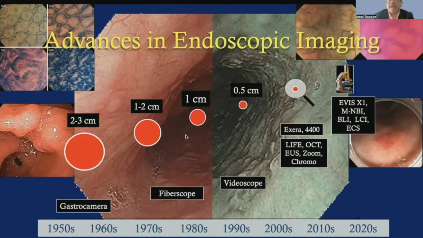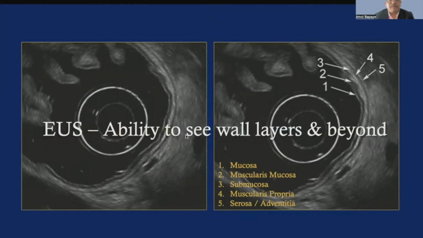So let's look at the mucosal lesions first, and the first advance in endoscopic imaging is basically this, that we have the ability to detect early cancers and even microscopic cancers in the last 7 decades of endoscopic evolution from the 1950s to 2020s, and also the development of endoscopic ultrasound, which helps us to visualize the wall layers of the GI tract and also predict invasion into the deeper layer.